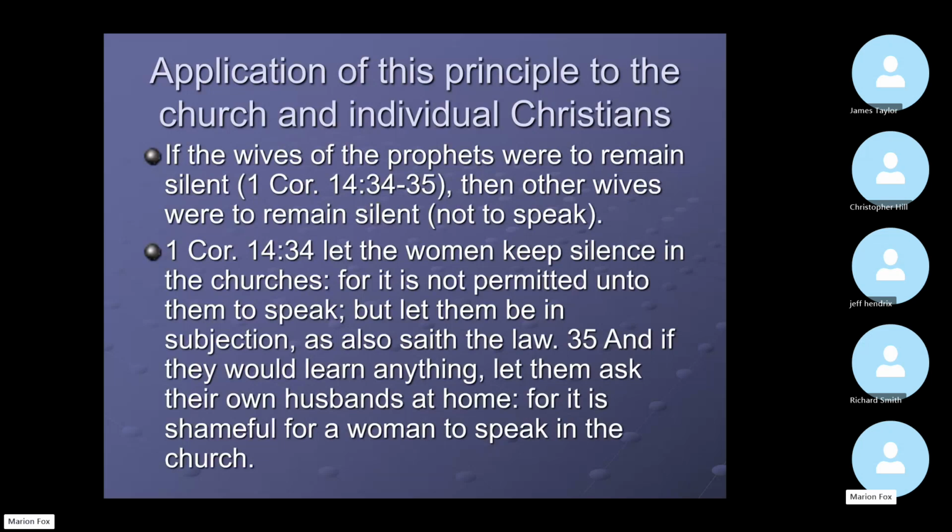Now, the word husbands here probably refers to men of the household where they lived. Women just did not go off and live by themselves at that time. For it is shameful for a woman to speak, to be a speaker in the church. Now, women speak when they make the good confession. They speak when they sing. So it's not condemning that action. It's to be a speaker because of the present.